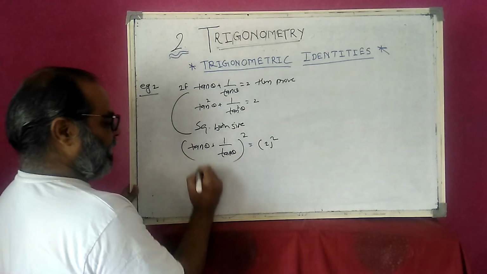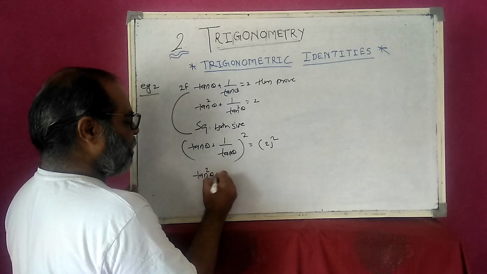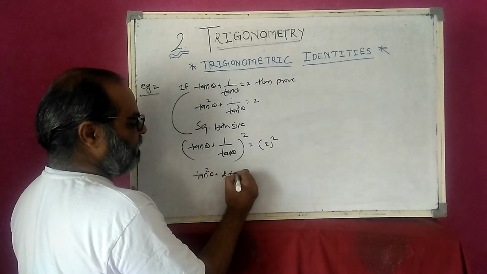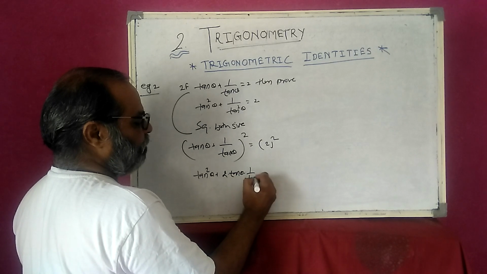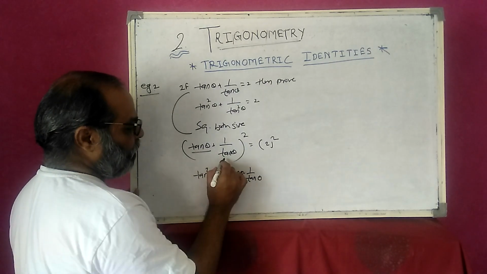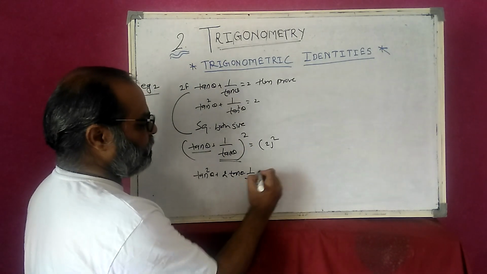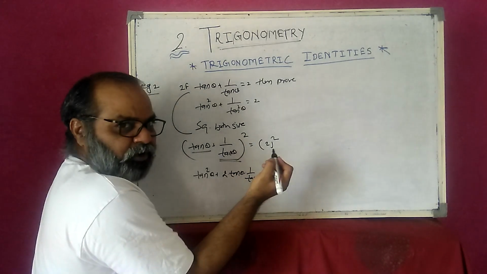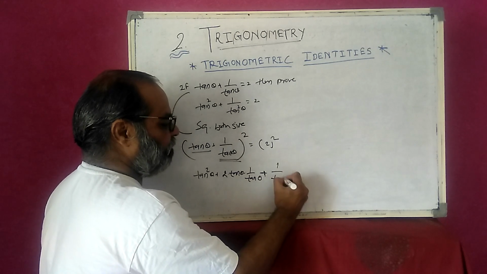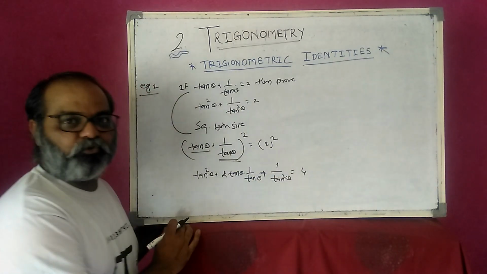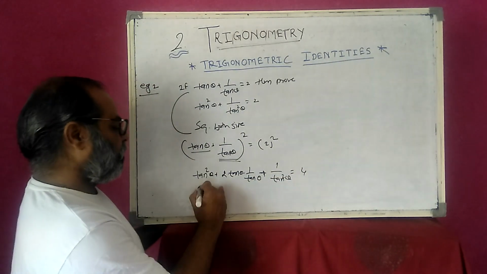Now, a square, that is tan square theta, plus 2ab, 2 into tan theta into 1 by tan theta, because our a is tan theta and our b is 1 upon tan theta, plus b square, that is 1 upon tan square theta. And what is 2 square? It is 4.